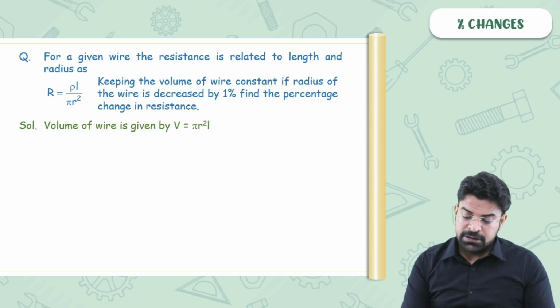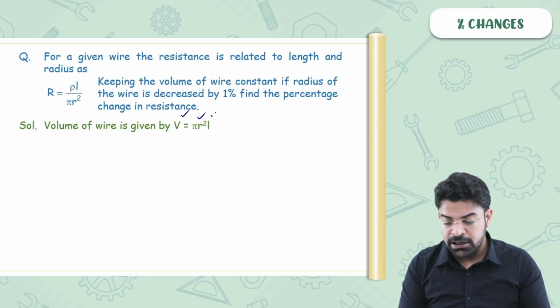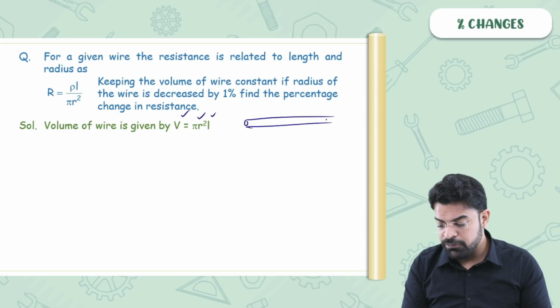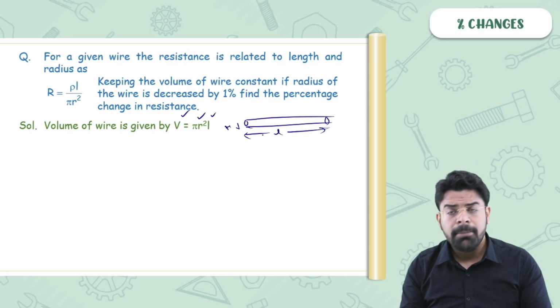We know that the volume of the wire will be given by pi r square into L. If you have this wire of radius r and having a length L, then the volume of the wire will be pi r square into L.